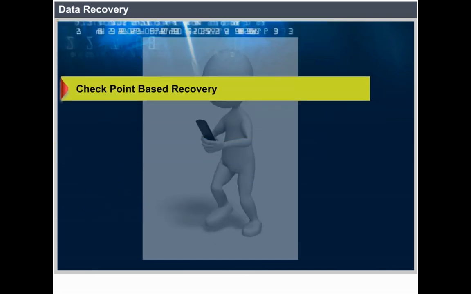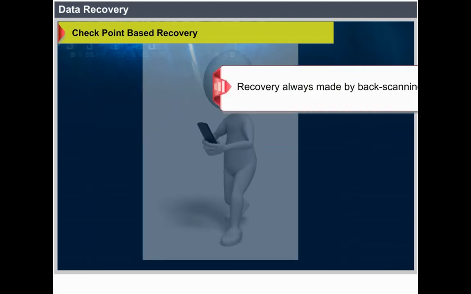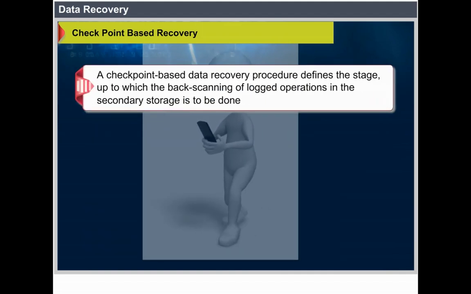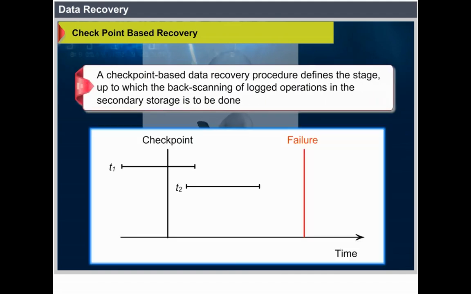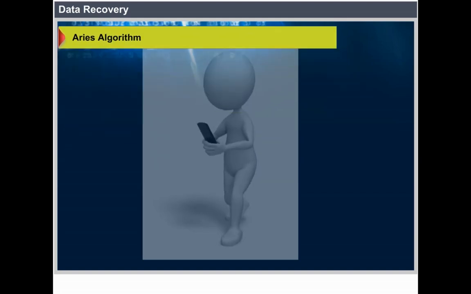Checkpoint-based recovery uses the checkpoints for operations on the data during a set of transactions. Recovery is always made by backscanning the logged records. A checkpoint-based data recovery procedure defines the stage up to which the backscanning of logged operations in the secondary storage is to be done.